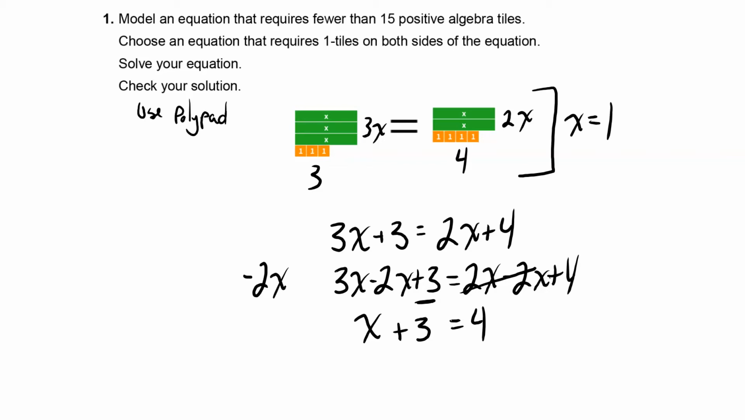So now I've got x plus 3 equals 4. To get rid of this 3 on this side, remember I want to try to get x all by itself. To do that, I need to subtract 3 from both sides. So I've got x plus 3 minus 3 is equal to 4 minus 3. In this case, the 3's cancel each other out, so I end up with x is equal to 4 minus 3, which is equal to 1. So we can see that our algebra solution matches the visual model, or the concrete model, that we did.